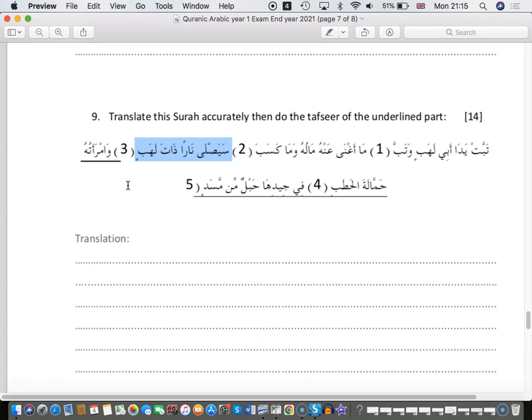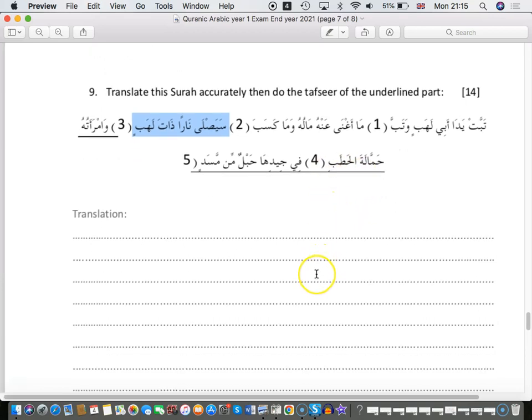Possessor of flames. Okay, I don't think anyone got that one. It was like a collaboration. Yeah, group effort, you get nothing for that. Okay, وَامْرَأَتُهُ حَمَّالَةَ الْحَطَبِ. This is going to be interesting.